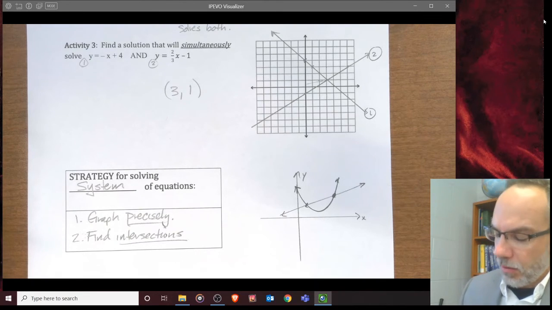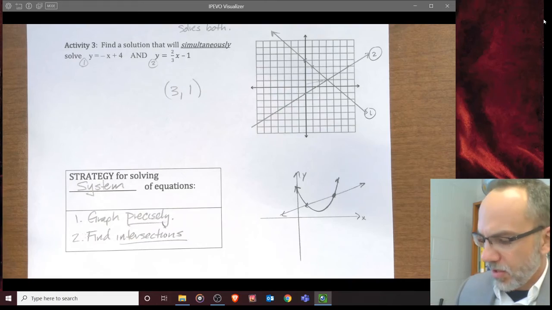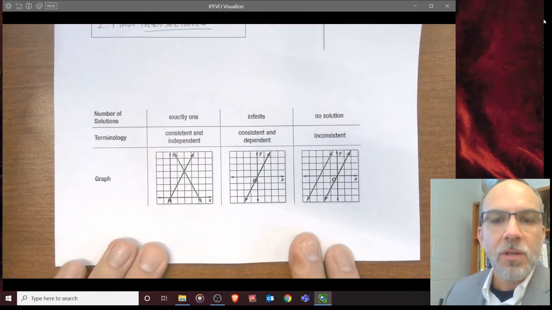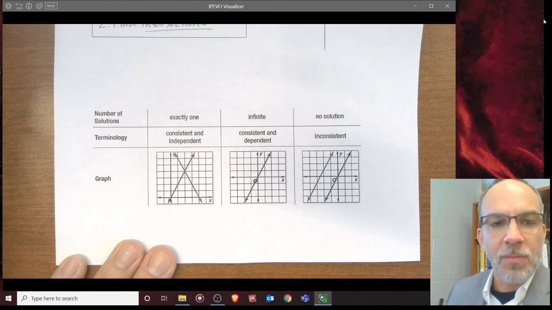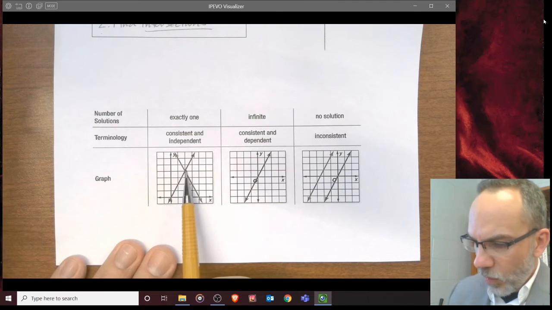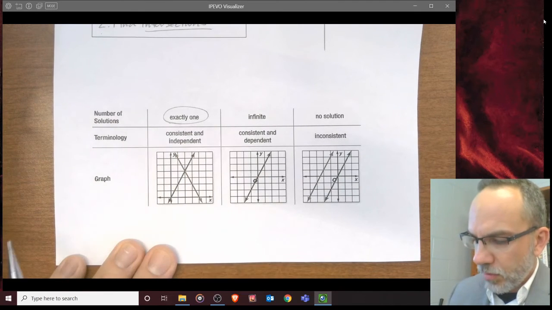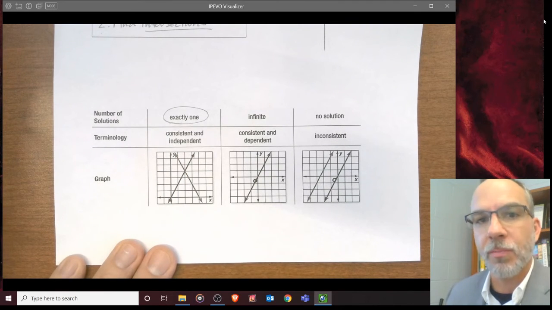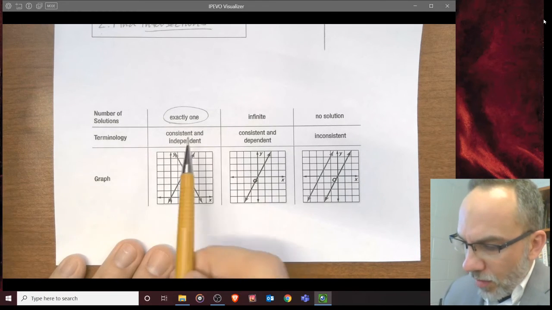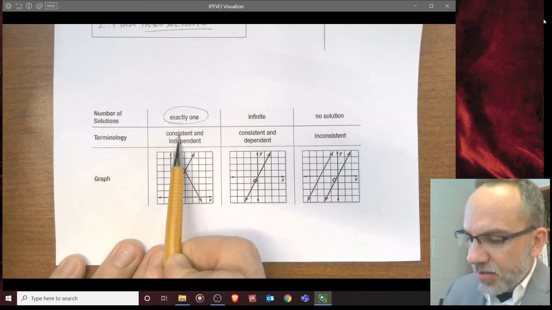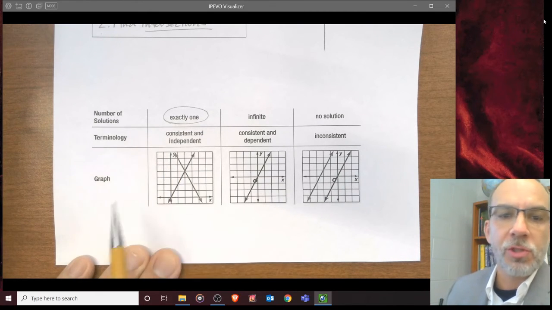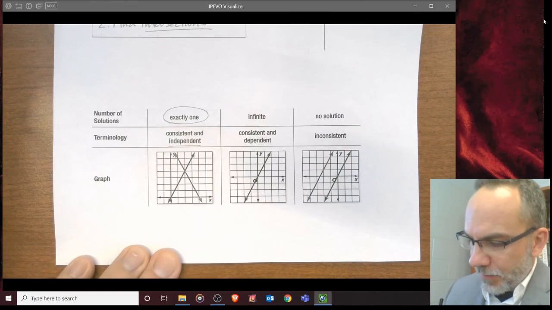All right, so now let's talk about what the possibilities are, because sometimes two lines don't just intersect easily. You can probably find this picture in the book someplace. This is what we've been doing right here. When you have two lines that intersect in one location, there's exactly one solution for lines. Obviously, if it was a parabola like we showed earlier, you would have more than one, okay? The terminology, though, it's consistent. A consistent system is one that has at least one solution, and it's independent, okay?